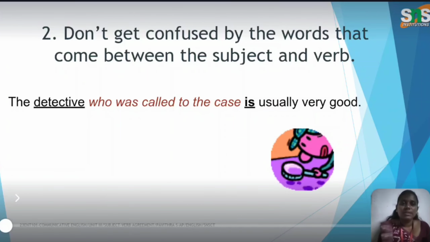The second rule is we should not get confused by the words that come between the subject and verb. Only the subject and verb must agree in number. Here is the example. The detective who was called to the case is usually very good. Here the subject is the detective and the verb is. There is a phrase in between, who was called to the case. We do not get confused by those phrases, because the rule is for subject and verb.